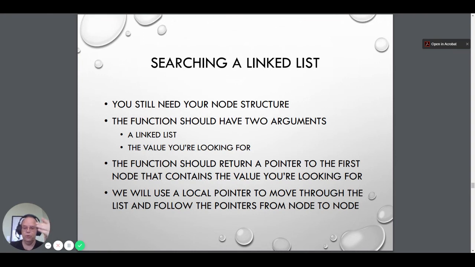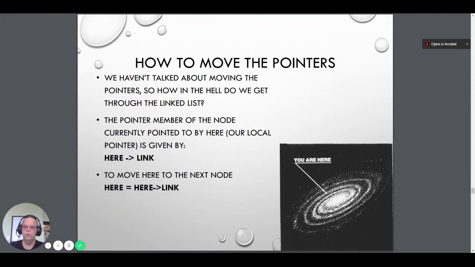We'll use a local pointer to move through the list and follow the pointers from node to node. So, how do we do that? We haven't talked about moving pointers, so how do we get through the linked list? The pointer member of the node currently pointed to by here, which is our local pointer, is given by here link. So what we do is we just basically say here is equal to here, follow the link.